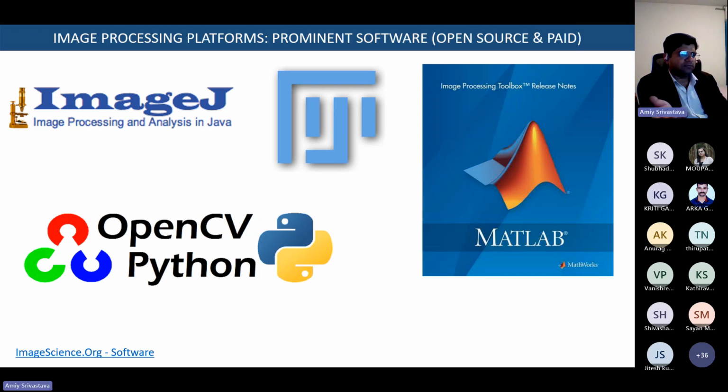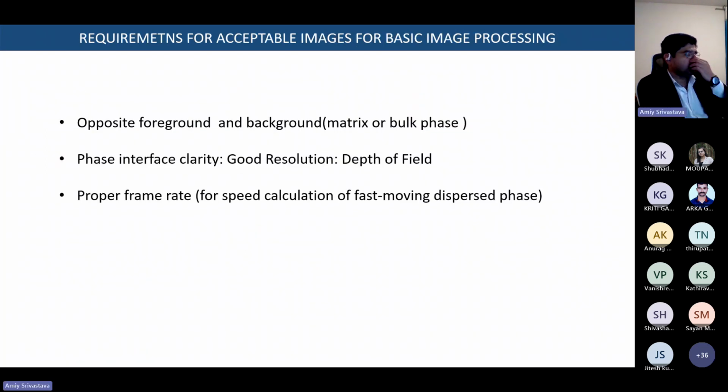MATLAB, we already know that people use MATLAB. Everybody uses MATLAB and OpenCV Python, OpenCV being the library that deals with image processing. ImageJ, Fiji, and OpenCV Python are free versions. For MATLAB we have to pay to get the software. Okay. So, requirements for acceptable images for basic methods.